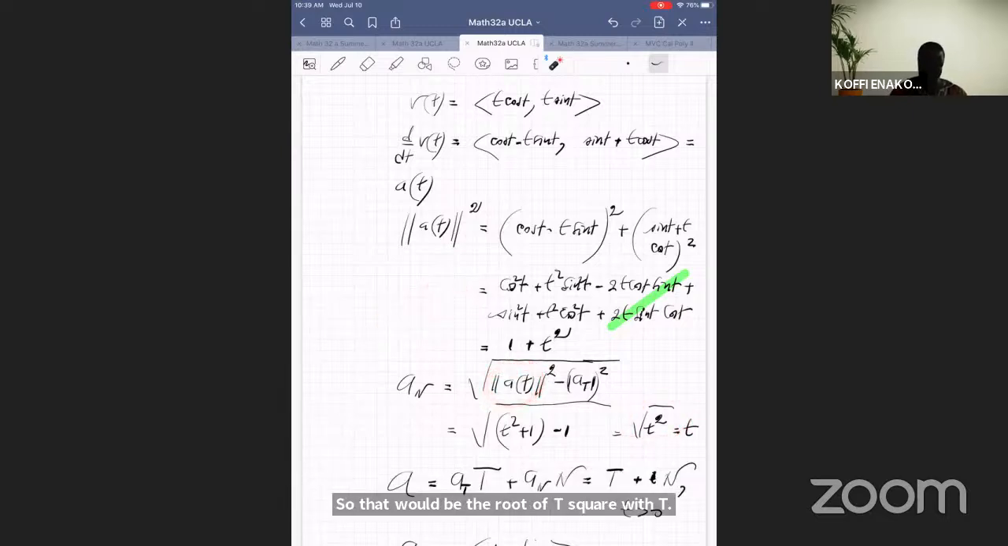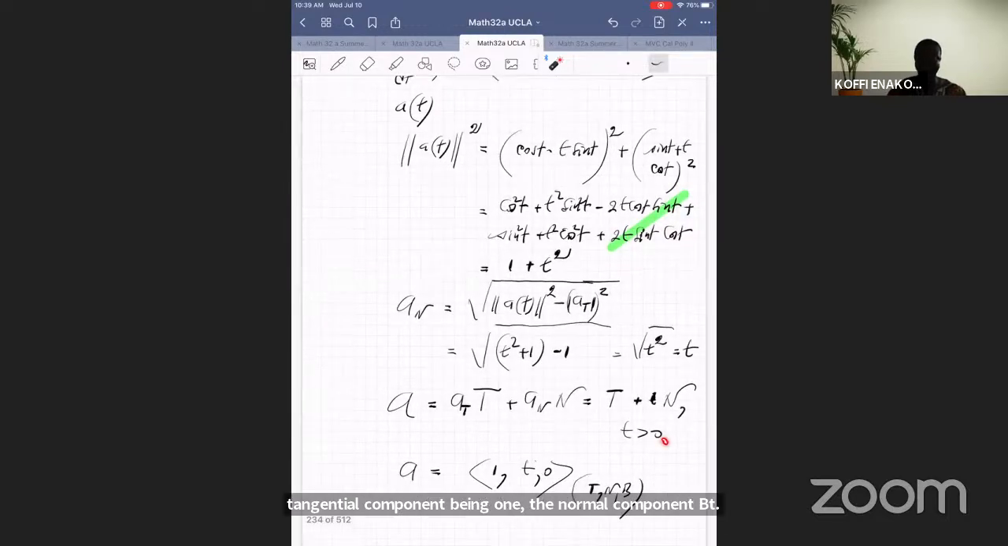So my acceleration can be decomposed into a tangential component and a normal component, the tangential component being 1, the normal component being t, with t greater than 0. And in the T and B frame, I can write the acceleration vector as 1 T plus t N, with a 0 term for the z component, and that will be it.